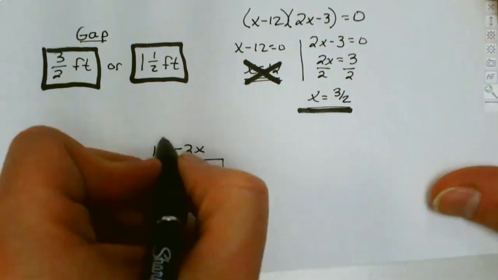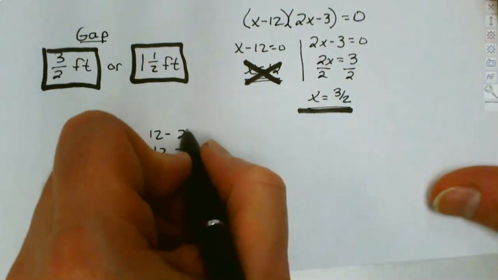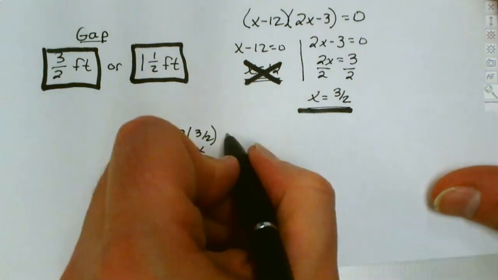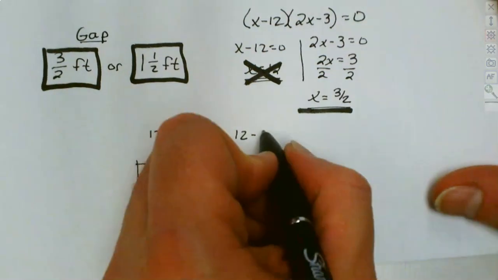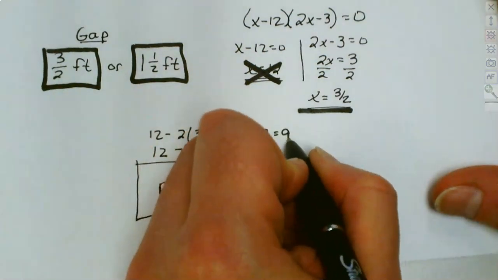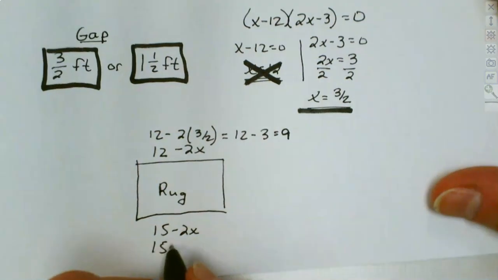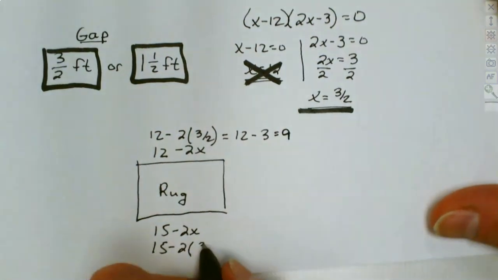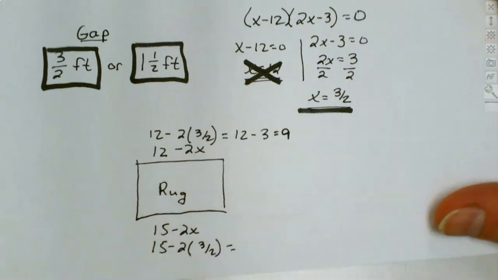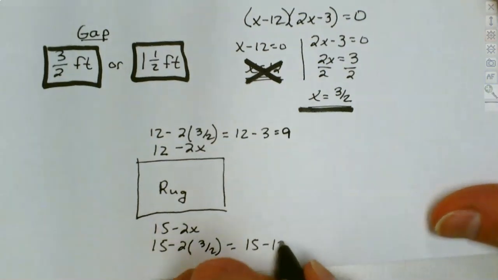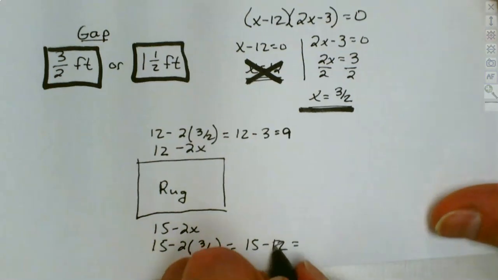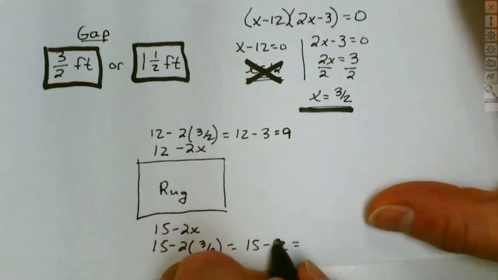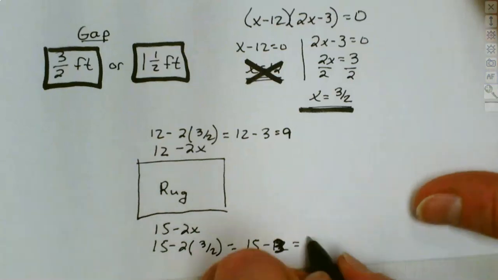We can fill it in. So that's 12 minus 2 times 3 halves. So that's 12 minus 3. So that makes that piece a 9. What about down below? Well, that's 15 minus 2 times 3 halves, which is then 15 minus 3, which is then 12. Sorry about that. So that's my 3 there. So that makes it 12.